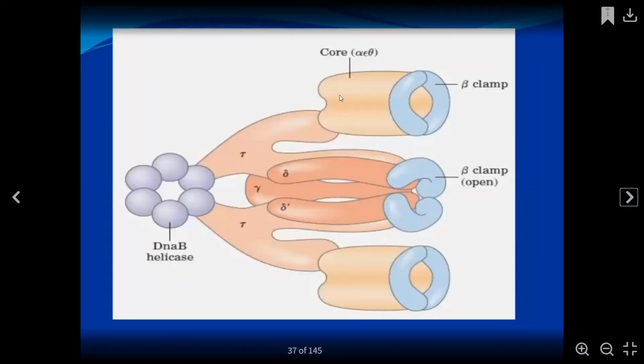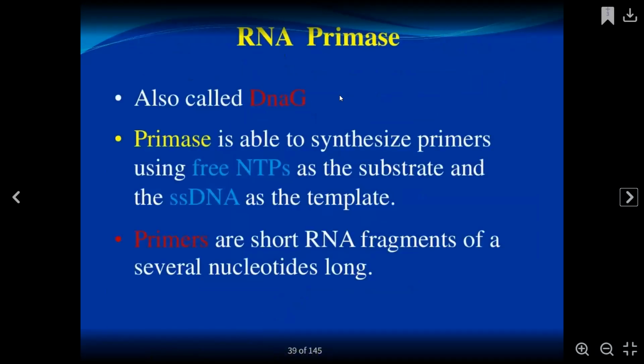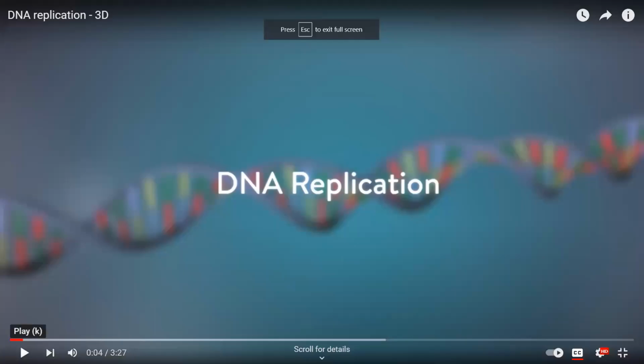So before going to the unwinding of the DNA, I want to show you a video where the DNA is getting unwound, where the helicase is coming into the picture and holding the DNA replication. A small one, so that it will be easy for us to understand.